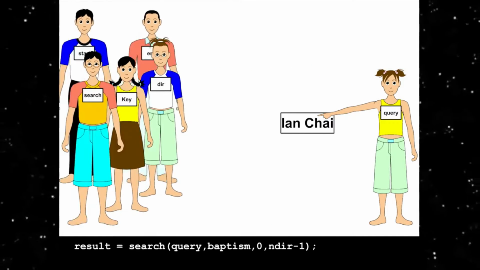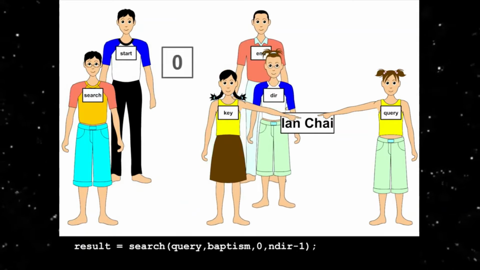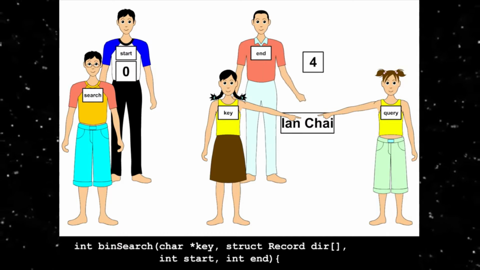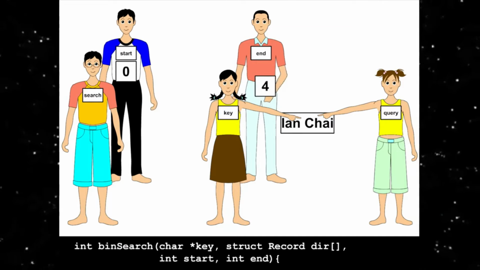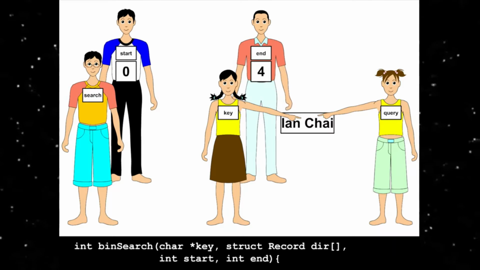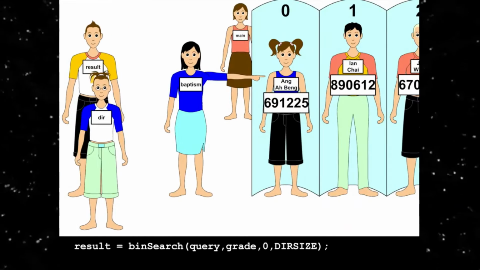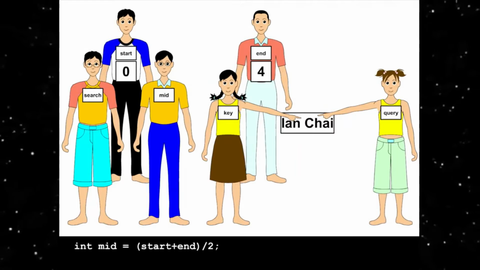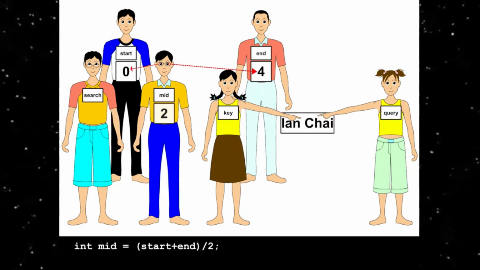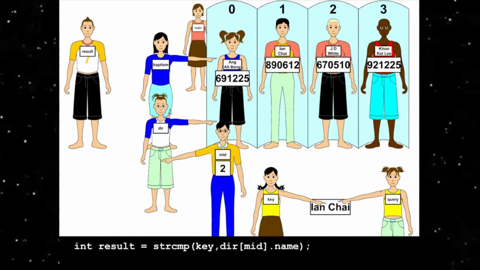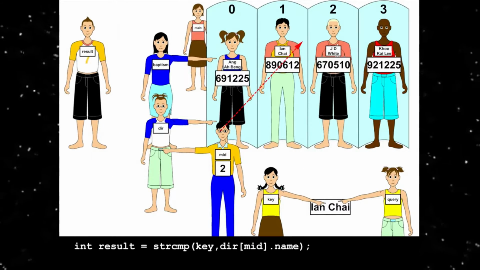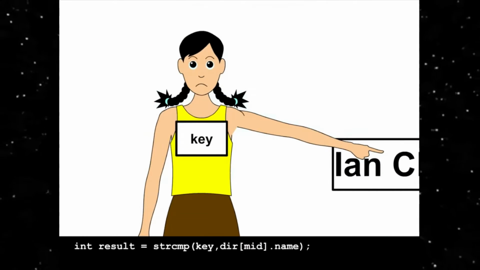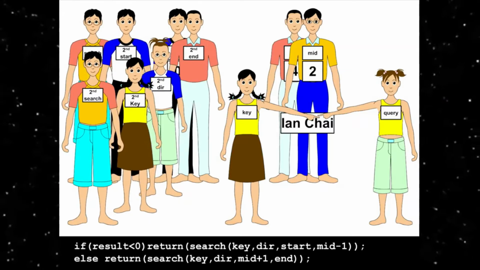Now we call bin search, which requires as input the index of the first and one after the last element of the array. Key points to the same place as query. Start gets 0, end gets dir size, which is 4. And dir points to the same place as baptism. Mid is equal to 0 plus 4 divided by 2, which is 2. So we compare the name Ian Chai with the data in location mid, which is 2, and find that J.D. White is not the same as Ian Chai. The result shows that we should look in the first half.